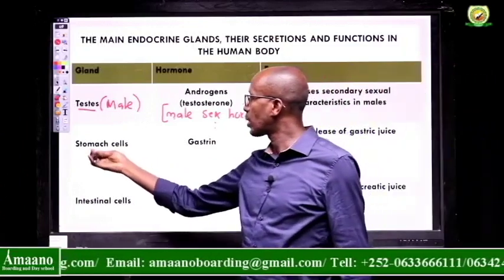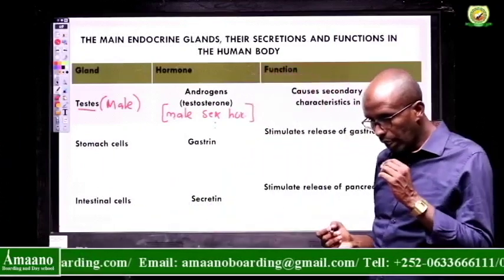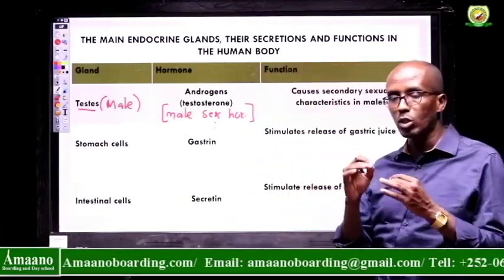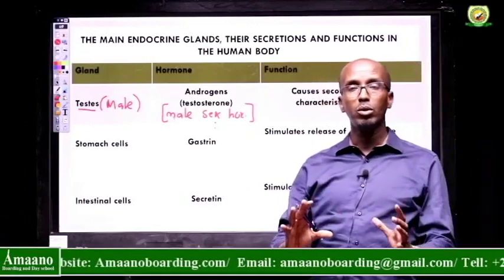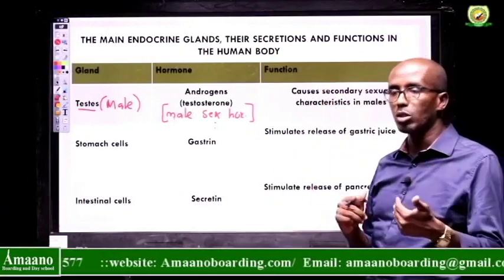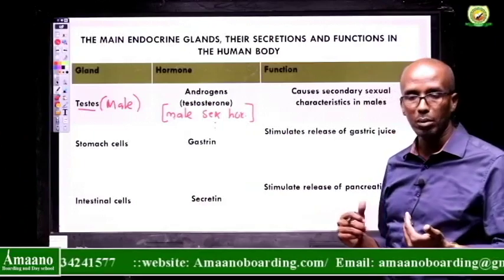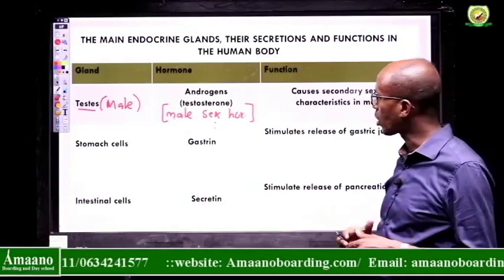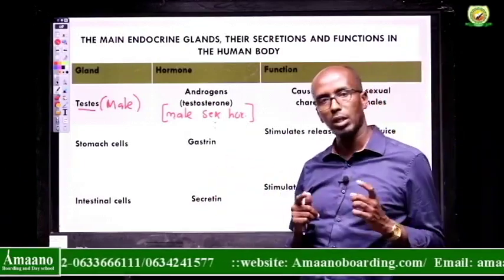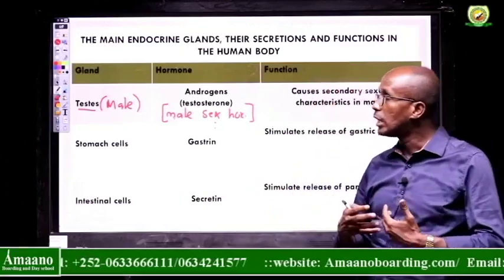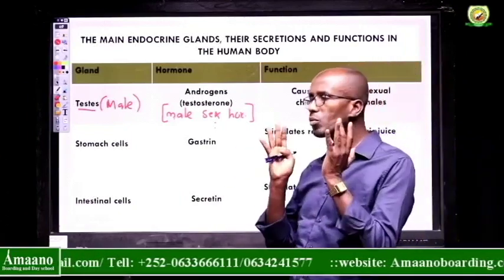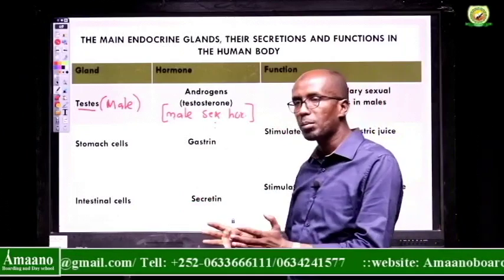Number two, the stomach cells. This is very important. In Form 1, you learned that as the food reaches the stomach from the mouth, the food is added with gastric juices, which contain enzymes like pepsin and other substances like hydrochloric acid. So there must be some kind of communication, because the stomach doesn't produce the gastric juices whenever it wants or how much it wants.